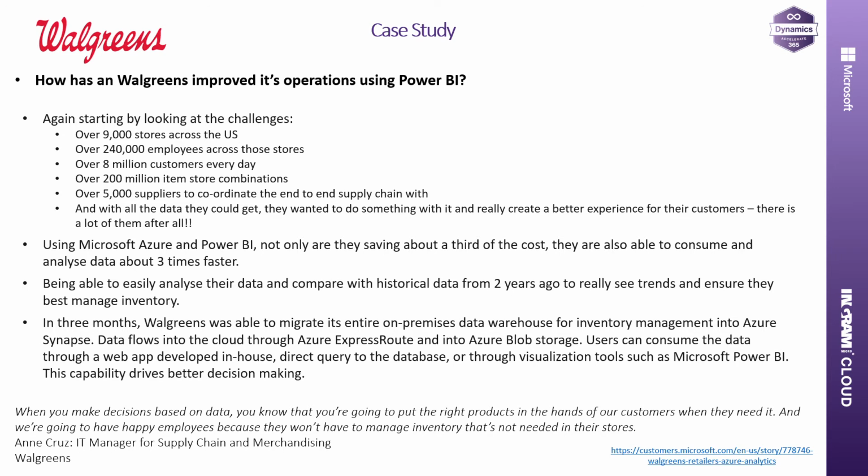Anyway, on with the case study. You'll start to see a pattern here: Walgreens started by looking at what they were and where they were at the time, and the problems that they faced. So I've got them bullet points there. Over 9,000 stores across the US, over 240,000 employees across those stores, over 8 million customers every day, over 200 million item store combinations, and over 5,000 suppliers to coordinate the end-to-end supply chain with.